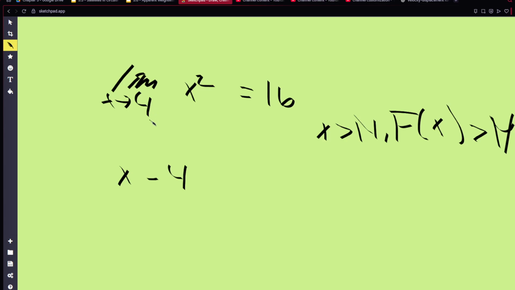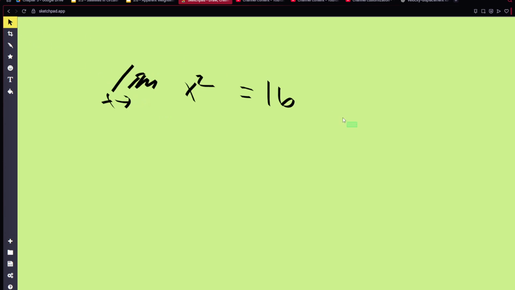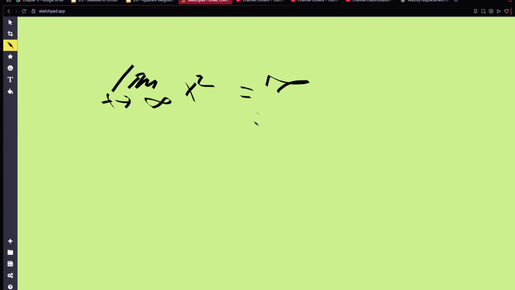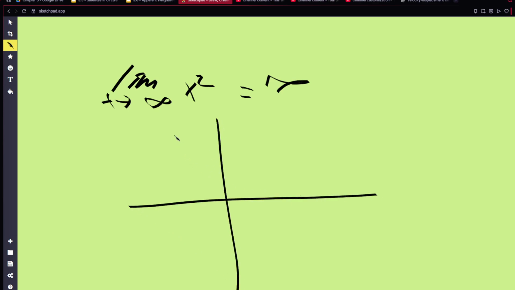Wait, no. No, you would still need the absolute value. Sorry. Oh, wait, we're not doing limits at infinity. Sorry. It's incorrect. If the limit as x approaches infinity of infinity. That's what it was. Sorry, that threw me off.